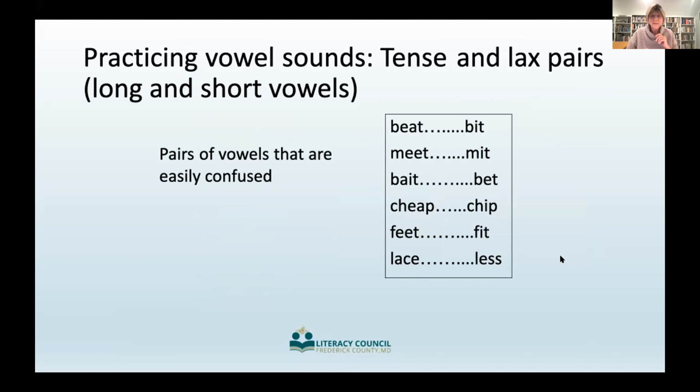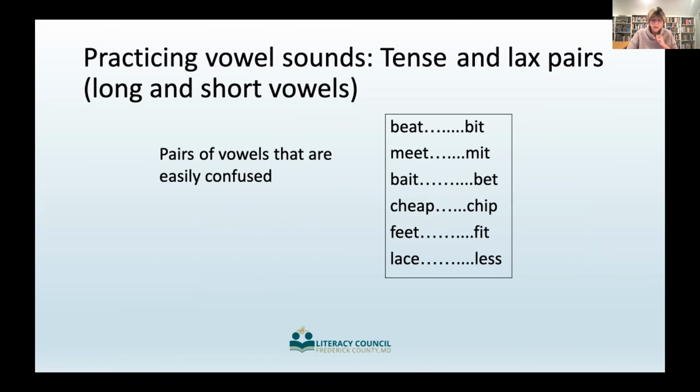Practicing with tense and lax pairs or words with long and short vowels is useful when there's no distinction between two sounds in the student's native language, such as the long E as in beat and the short I as in bit. This is a particular problem for Spanish speakers, as we've mentioned before, because the short I sound isn't part of their native language.